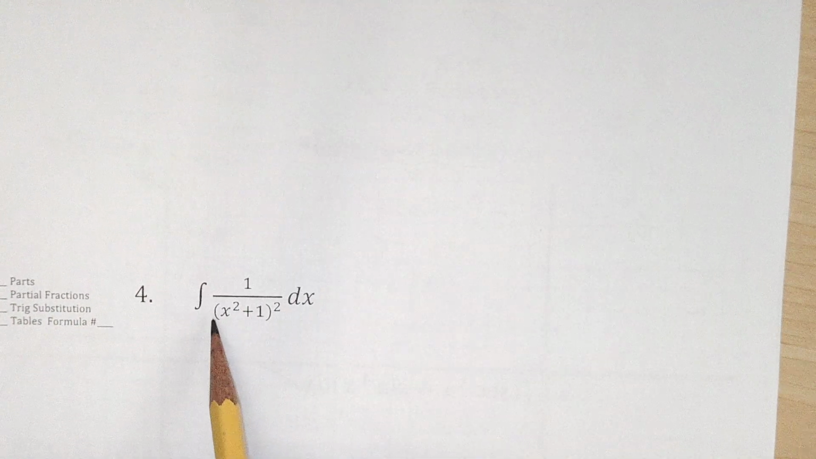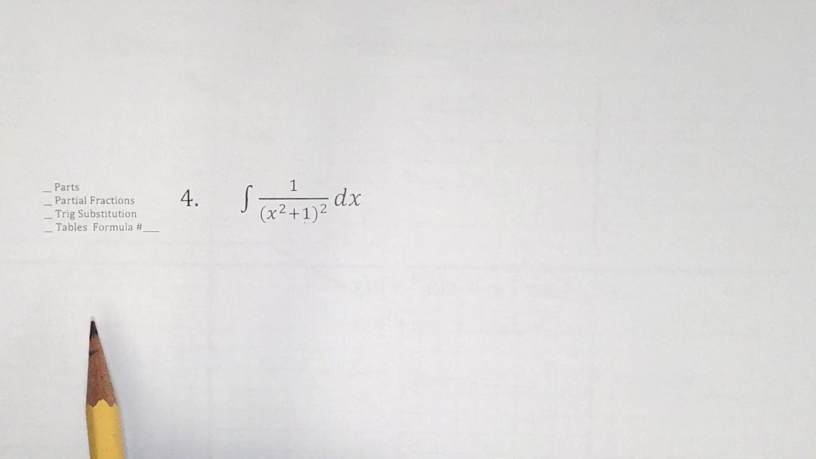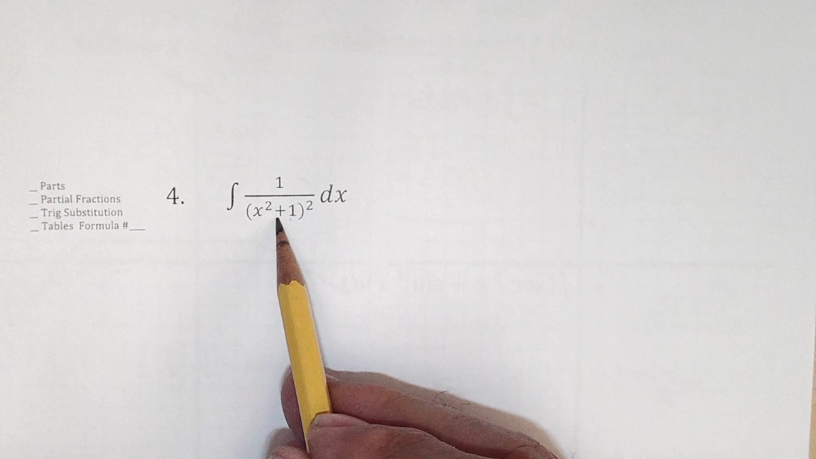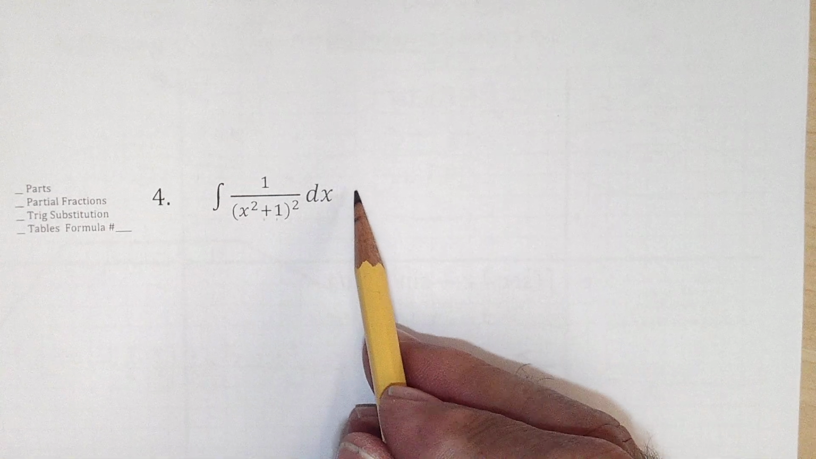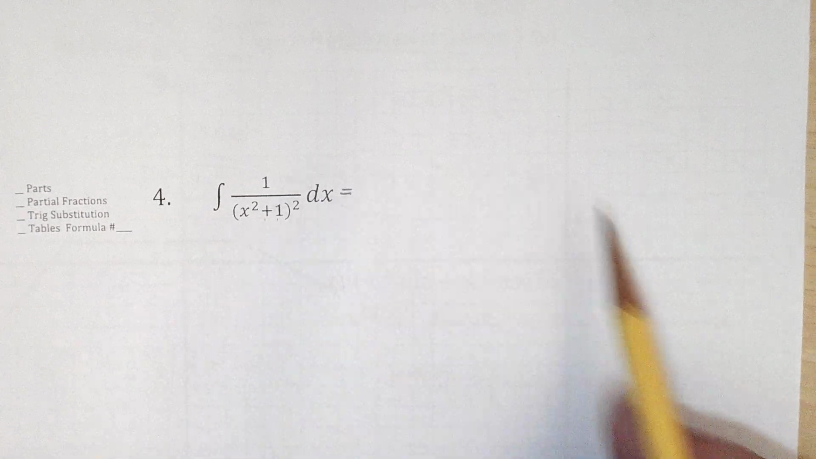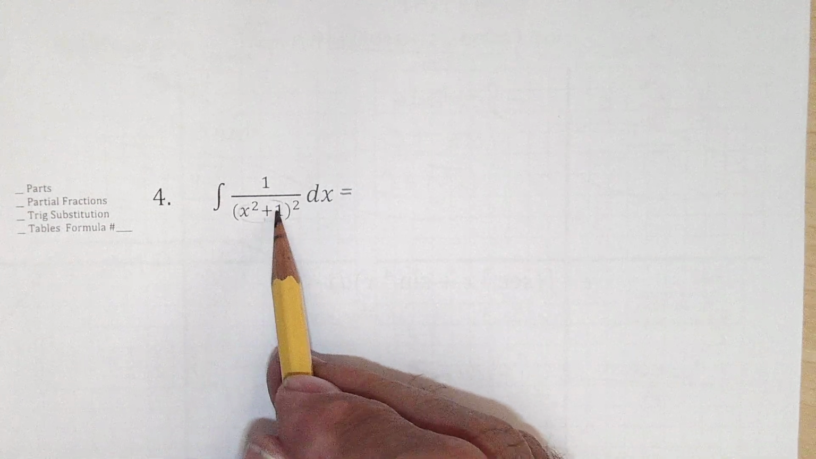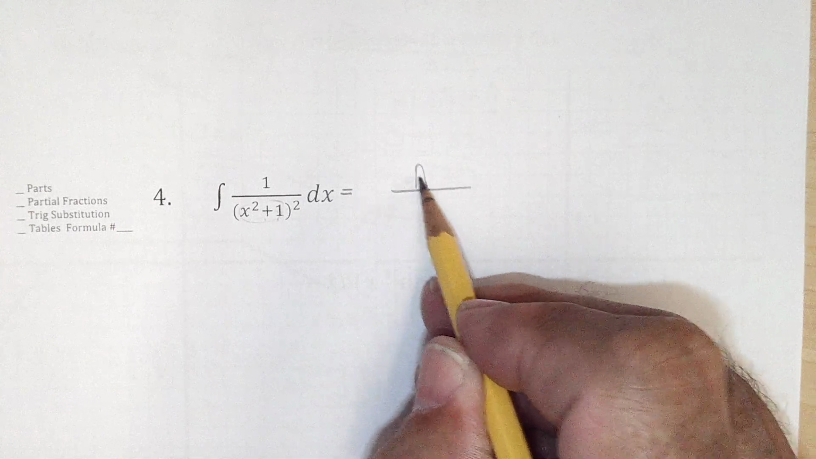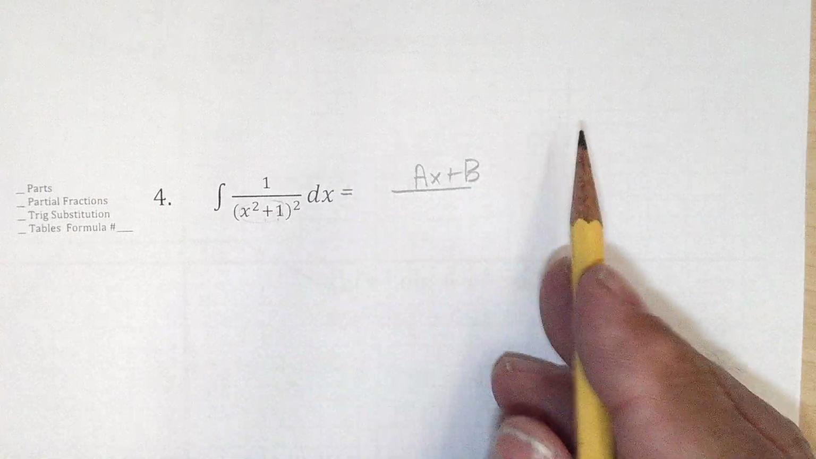This one, u sub does not work very well on this one. And I'm going to guess that some people try to do it by partial fractions. So I'm going to just show you what happens if we do this one by partial fractions. So we've got a quantity that does not factor. So we'd have to go ax plus b because it's squared.